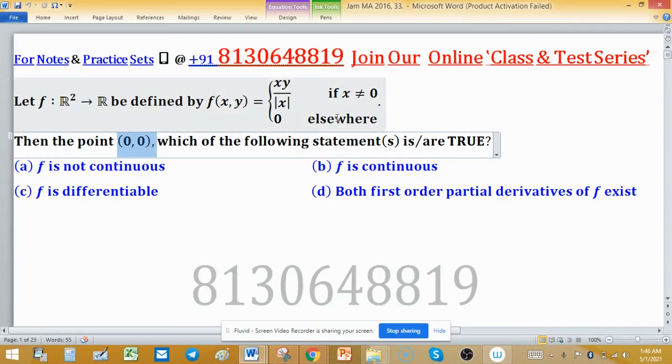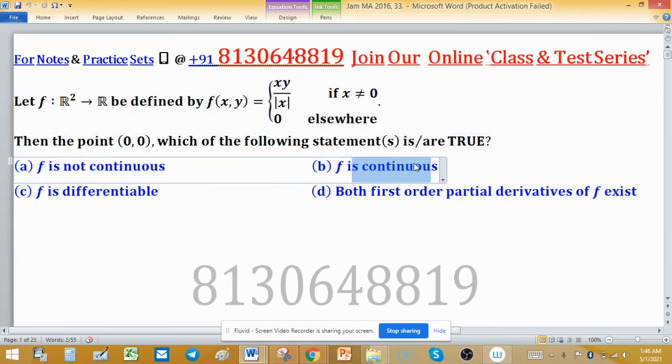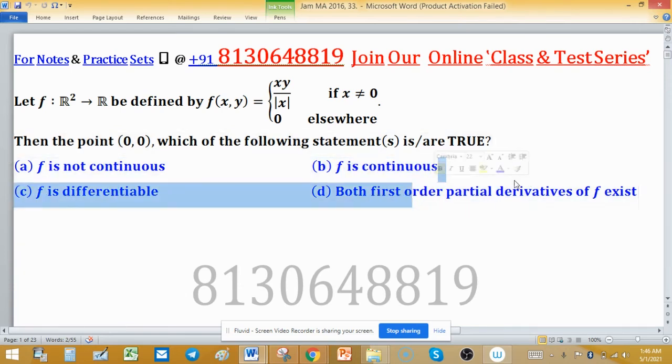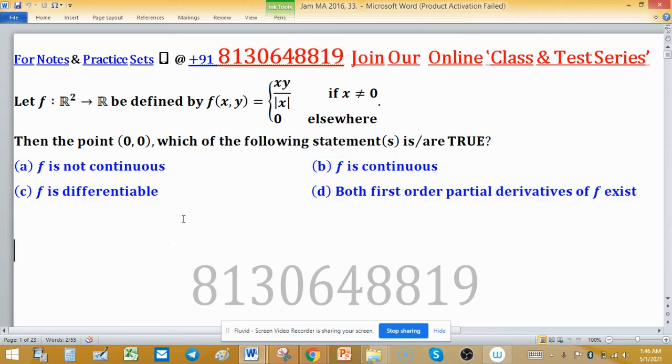At the point 0, 0, which of the following statements is/are true? F is continuous. Sorry, the first option is f is not continuous. The second option is f is continuous. F is differentiable. Both partial derivatives of f exist. Means we have to check the continuity and differentiability of this function and the partial derivatives of this. So the function is given by f of xy is given as xy upon mod x if x is not equal to 0 and 0 elsewhere.